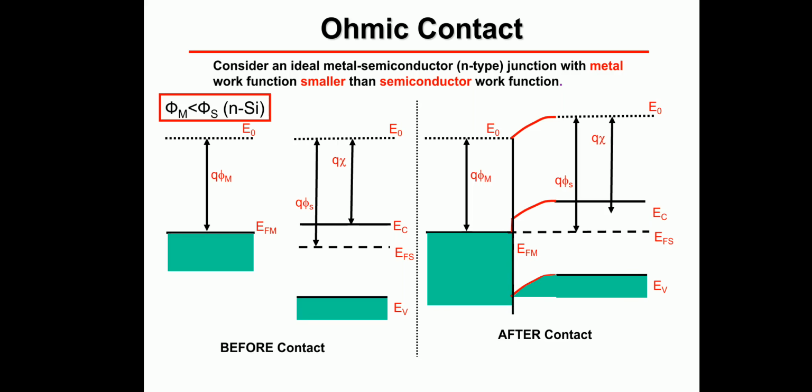But here the electrons are coming from the metal to the semiconductor, so on the semiconductor side they will be majority carriers. So there is no depletion region, only the accumulation of majority carriers in the semiconductor. So we can see that there is no depletion region. That is the case of ohmic formation.